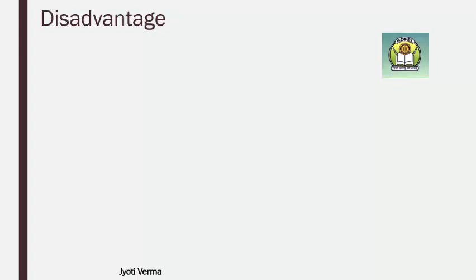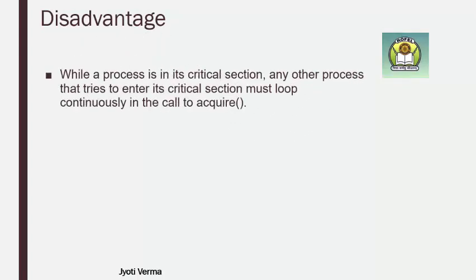Disadvantage of mutex: while a process is in its critical section, any other process that tries to enter its critical section must loop continuously in the call to acquire. That means every time it wants to enter the critical section, the process must loop continuously in the acquire section to check whether the available structure is free or not.